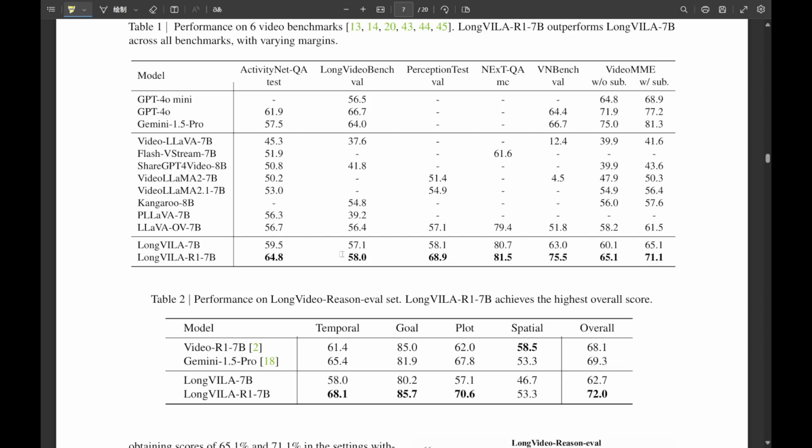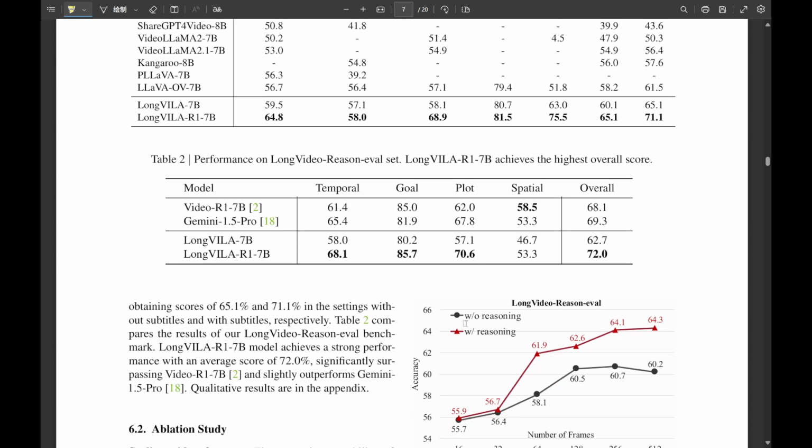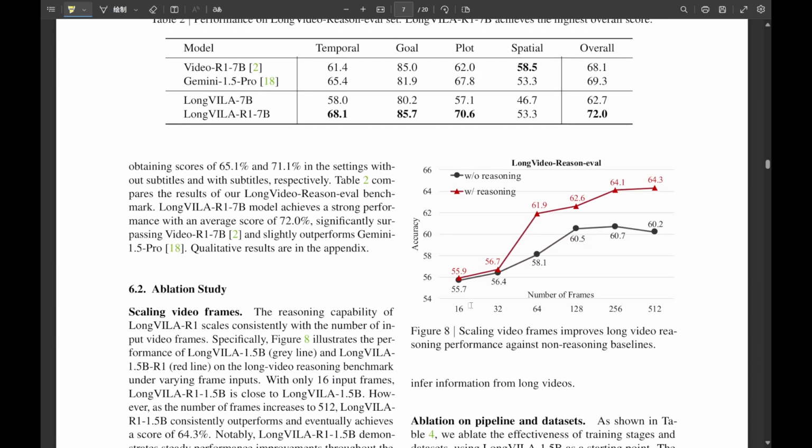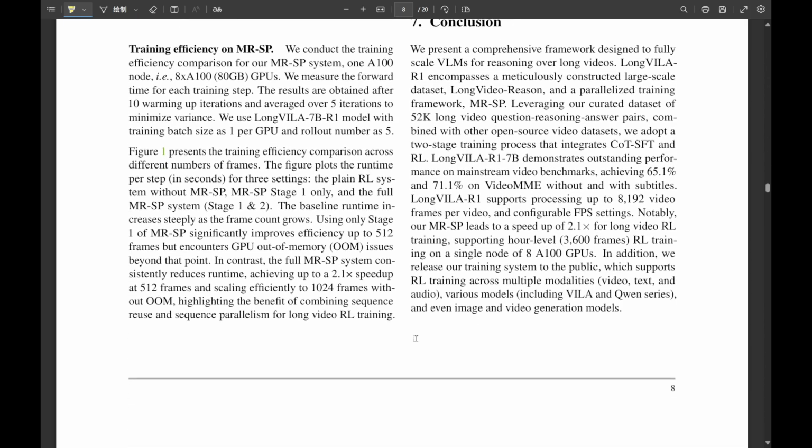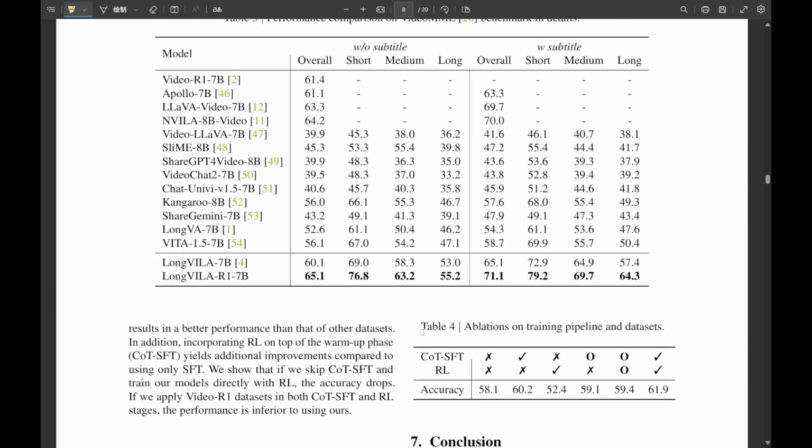And the baseline without the R1 improvements? The baseline LongVideo 1.5B actually peaked at 256 frames and got worse at 512 frames. It couldn't handle the complexity. So more frames only help if the model can actually reason effectively over them. It's not automatic. Exactly. It proves that the reasoning capability unlocked by the dataset and the training pipeline is what allows the model to benefit from longer context.